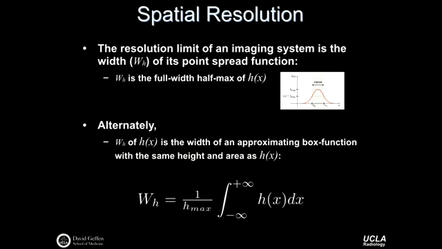Alternately, you can define a different width, which just comes from integrating that point spread function and dividing by its maximum. So there are different ways of taking a point spread function that has some shape to it and reporting out a single value, either the full width half max, or, in the bottom case here, a box function that's equivalent in height and area to the point spread function of your system.